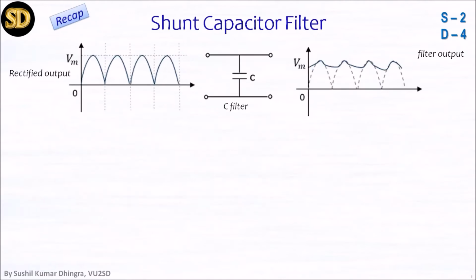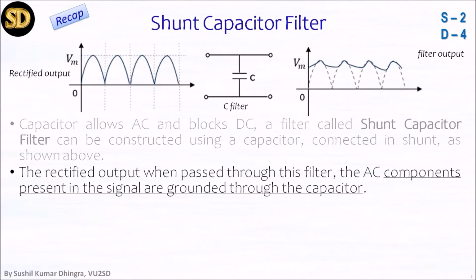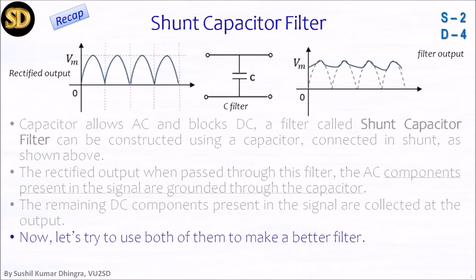Going to the next, using a capacitor as a shunt. This capacitor allows the AC component and blocks DC. So it is called a shunt capacitor filter and can be constructed using a capacitor connected in shunt, or in parallel, as shown in the image on the screen. When the rectified output passes through the filter, the AC component present in the pulsating DC signal is grounded through the capacitor and the remainder passes through. Now let us try to use both of them to make a better filter, L and C.